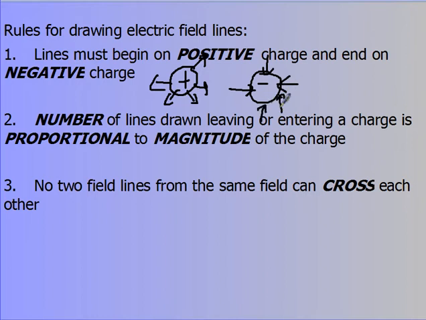And that's not a very straight line there. Now, the number of lines drawn, entering or leaving, is proportional to the magnitude of the charge. So if I have a 1Q charge and say I give it 4 field lines, 1, 2, 3, 4, I'm not very imaginative. And then I have a 2Q.